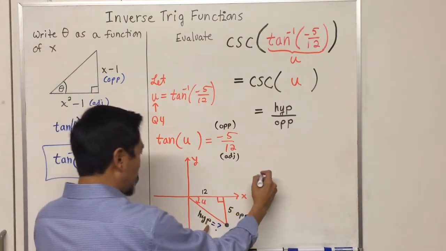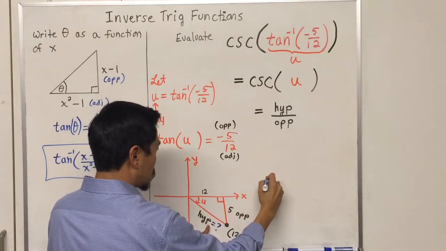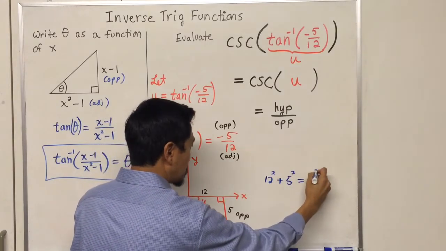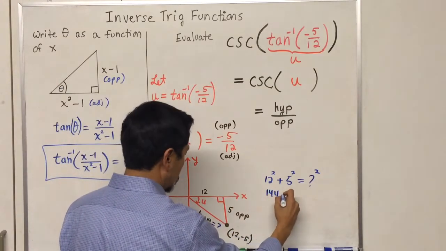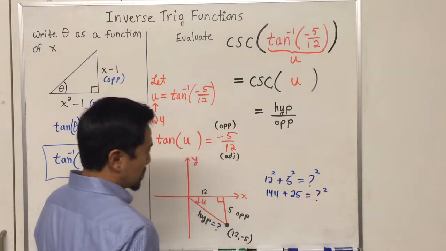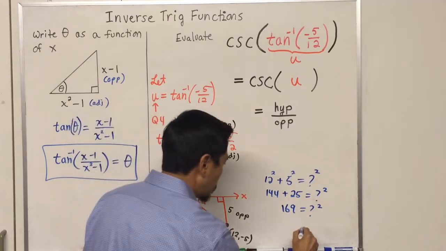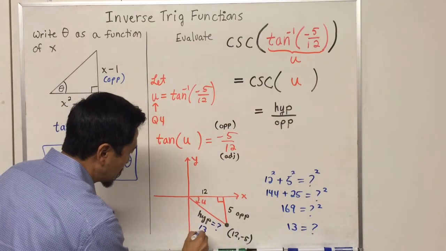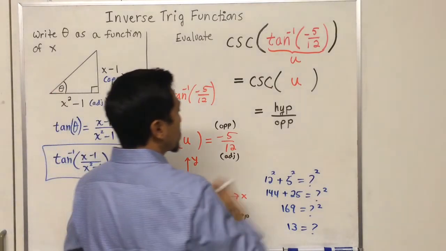Okay. And so now I'll use the Pythagorean theorem. I know that it's 12 squared plus 5 squared equals hypotenuse squared. But that's 144 plus 25. That's going to give us 169 equals question mark squared, and therefore question mark is 13. So we've now found the length of our hypotenuse, which is 13 units long. Okay, so now we can wrap this up.